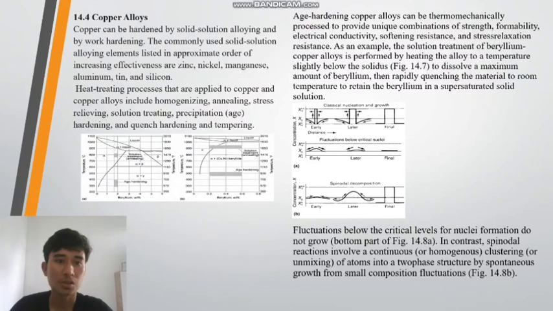Age hardening copper alloys can be thermomechanically processed to provide a unique combination of strength, formability, electrical conductivity, softening resistance, and stress relaxation resistance. As an example, the solution treatment of beryllium copper alloys is performed by heating the alloy to a temperature slightly below the solvus, figure 14.7, to dissolve a maximum amount of beryllium, then rapidly quenching the material to room temperature to retain beryllium in a supersaturated solid solution.